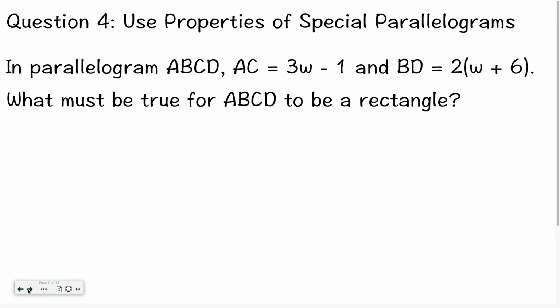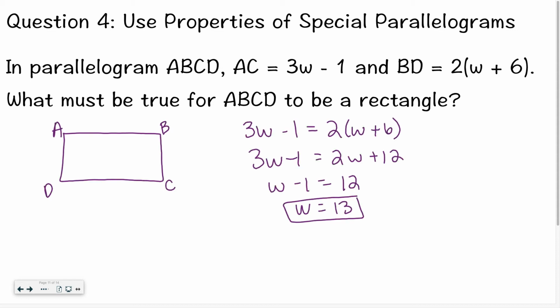Why don't you go ahead and figure out if we have a parallelogram ABCD, and we know that AC equals 3W minus 1 and BD equals 2 times the quantity of W plus 6. What must be true for ABCD in order to be a rectangle? So basically, what does W have to equal in order to make this a rectangle? Good luck. Hopefully for this problem you ended up with W equals 13. If you have questions, please be sure to reach out for help.